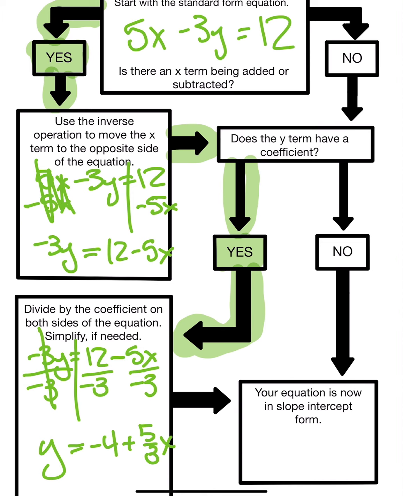That's going to take us to our last box over here, and that's where we're going to rearrange. So once again, you want your x term to come first. So we have a positive 5/3x. And we have a -4. So we're going to say -4 here. And that'll do it.